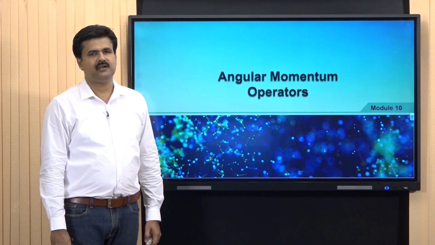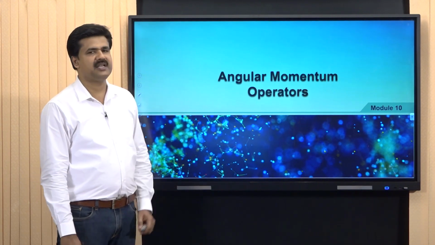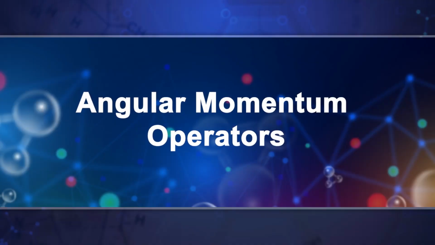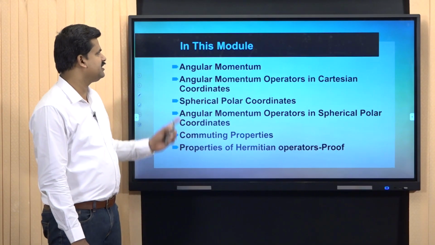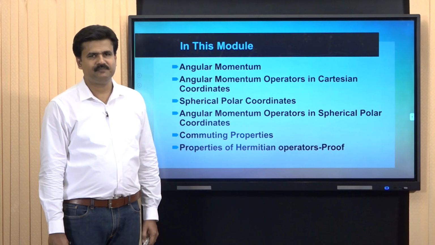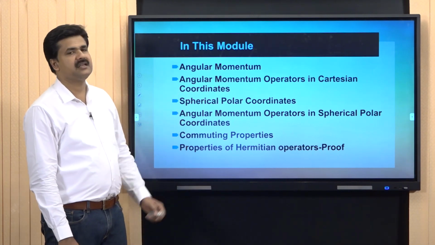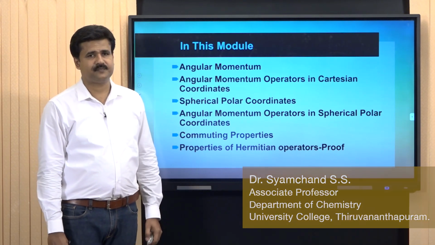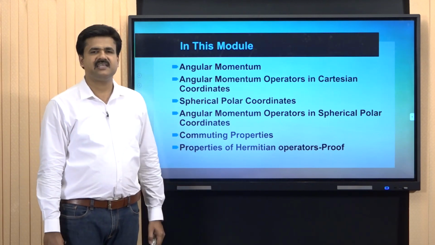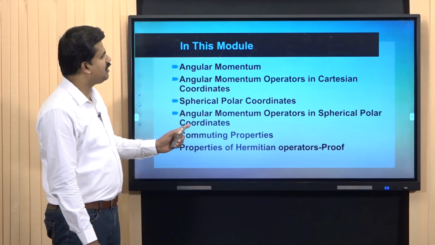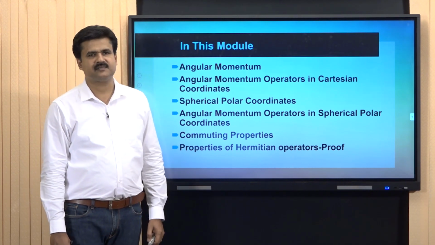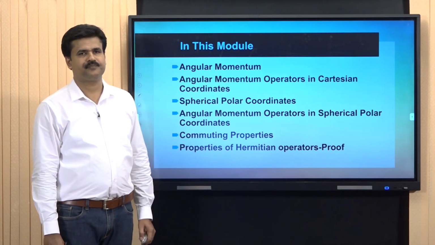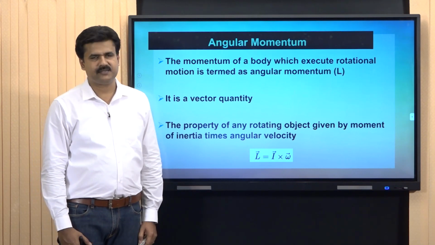In the present module, we are discussing angular momentum operators. In this module, the contents are angular momentum operators in Cartesian coordinates, spherical polar coordinates, angular momentum operators in spherical polar coordinates, commuting properties of angular momentum operators, and properties of Hermitian operators with proof. First of all, angular momentum.